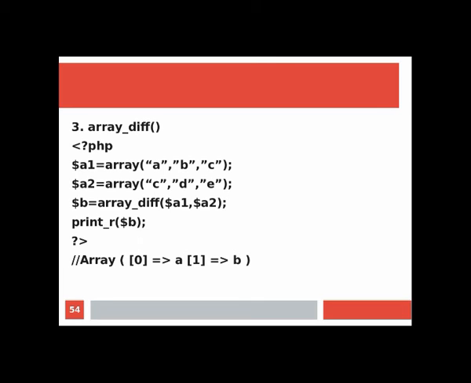Because see here, in the first array a, b, c are the 3 elements, and in the other array, that is a2, c, d, e are there. That means c is common, present in both, and here we have to take the array difference. That's why only 2 elements are taken from the first input array, that is a, b, and c is present in the other array, that's why it is not taken. So here it is the array difference.